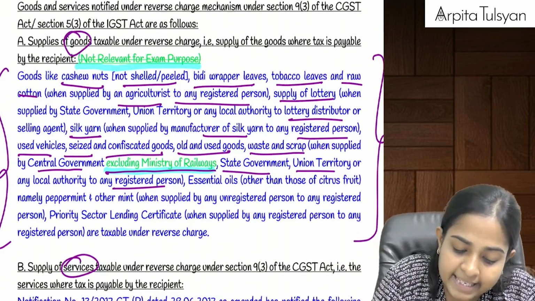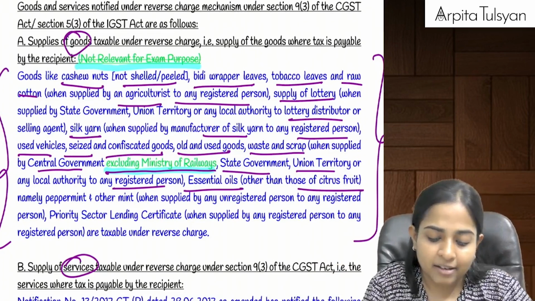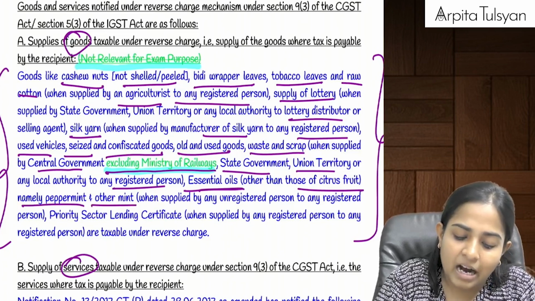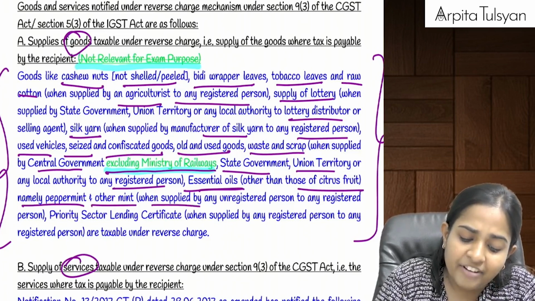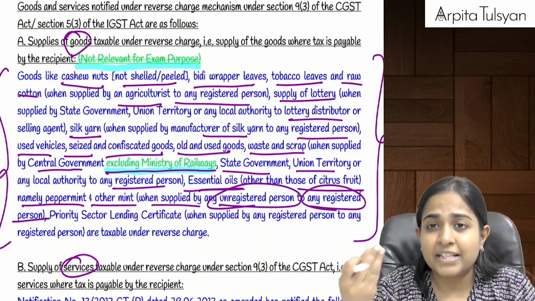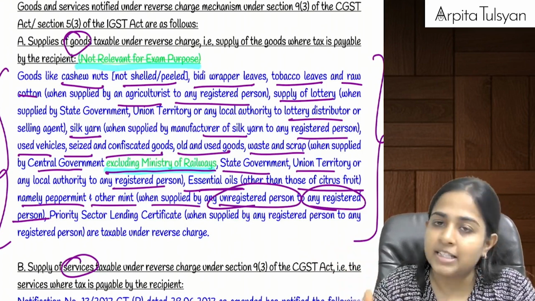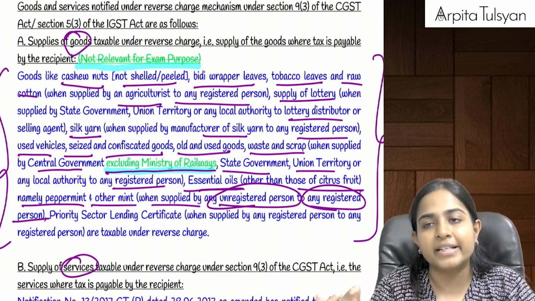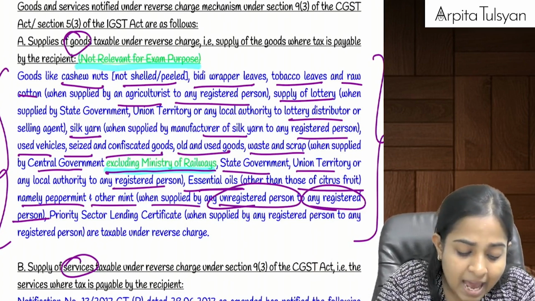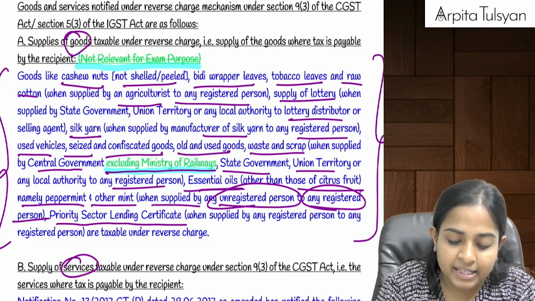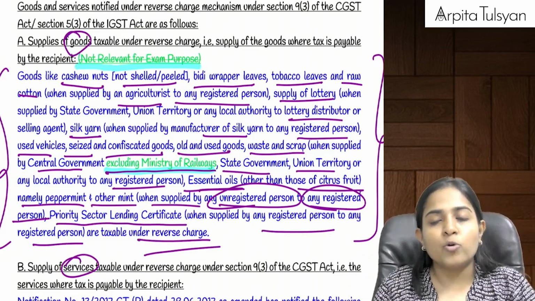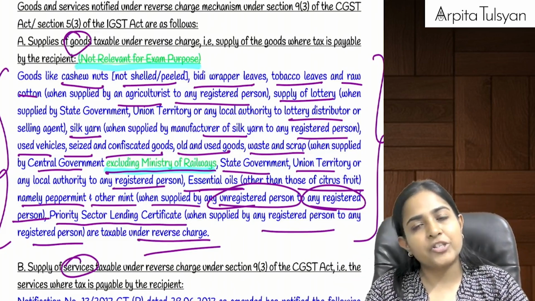Then essential oils other than that of citrus fruit, namely peppermint and other mint, when supplied by an unregistered person to a registered person. Some essential oils provided by unregistered to any registered person, then obviously the unregistered person cannot collect the tax, therefore reverse charge mechanism is applicable. And priority sector lending certificates when supplied by a registered person to another, generally in case of banks, etc., those are also taxable under reverse charge mechanism.